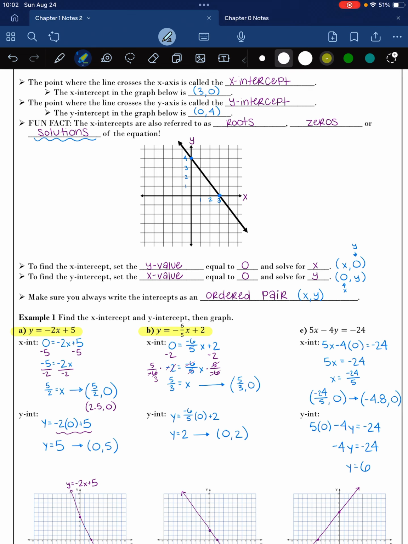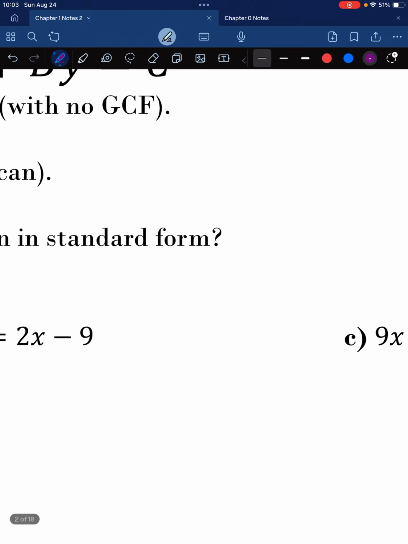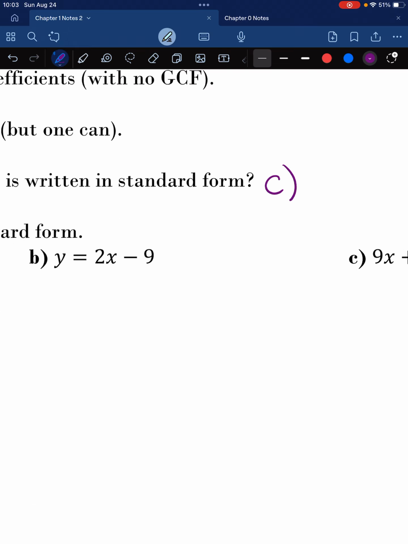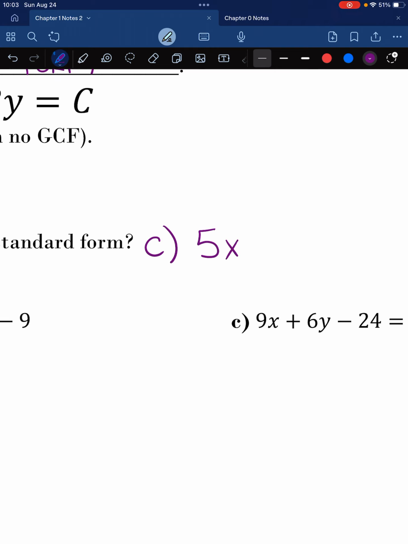But if I look at c, c looks like it has all the correct requirements. So we have integer coefficients. We have no common factor. I can't divide them all by a number. And a is positive. That first number there with x, 5, is positive. So it looks like I have standard form on problem C. And if we want to go ahead and copy that down, not a bad idea. It was 5x minus 4y, not 2y, equals negative 24. Beautiful!